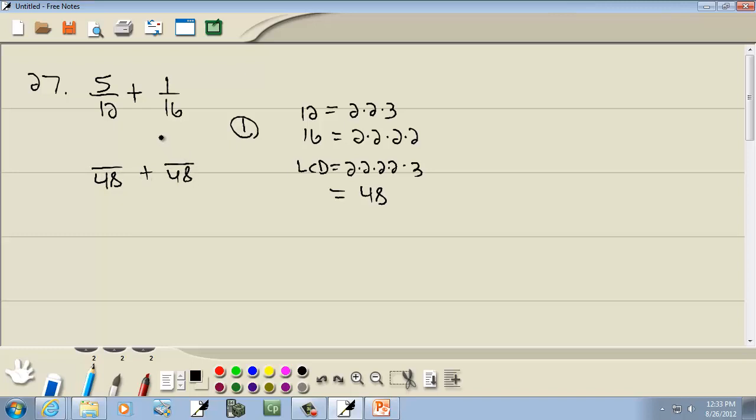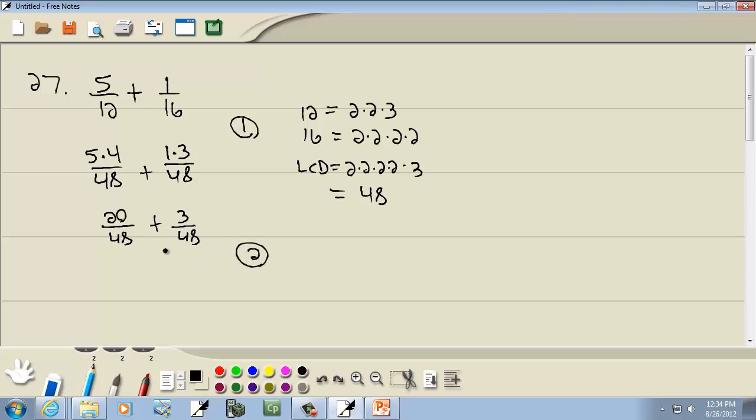Now you have to look at your old denominator and ask, what did you multiply it by to get the new one? On my first fraction I had 12, so I multiplied it by 4 to get my new one. So I have to multiply the top part by 4. Whatever you multiply by the bottom, you have to multiply by the top. Now 16, I multiplied that by 3 to get the new one. So I have to multiply the top part by 3. So that gives us 20 over 48 plus 3 over 48.